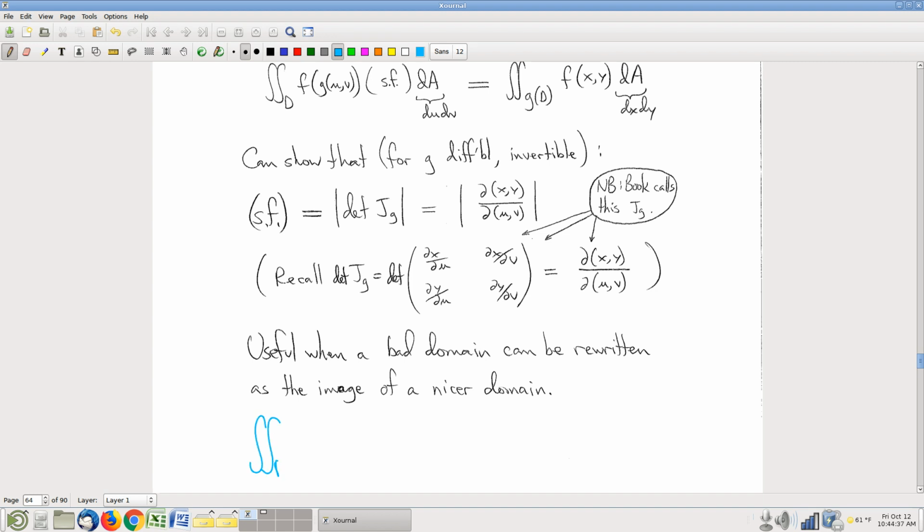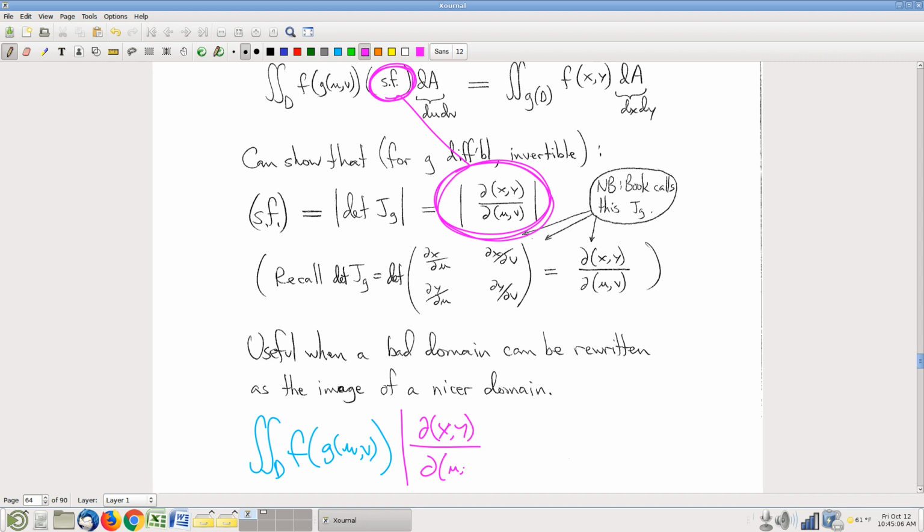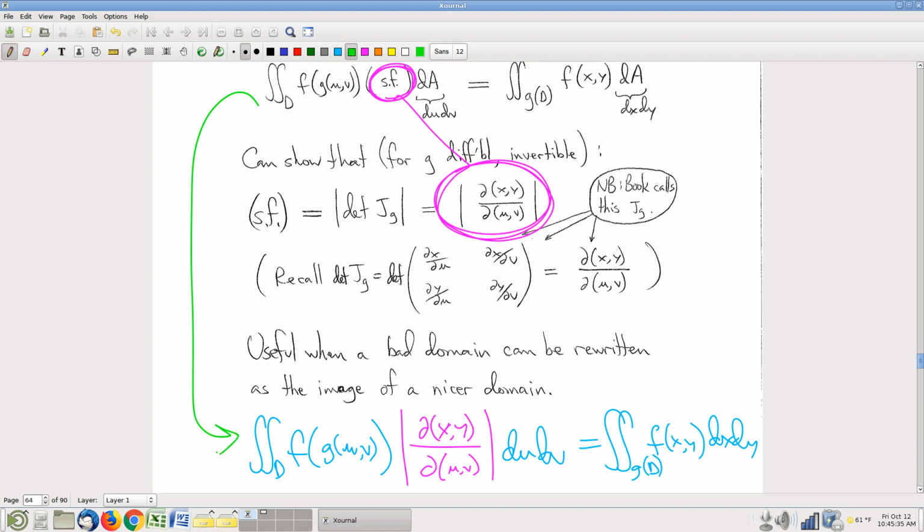So, the integral of f of g of uv. Now I'm going to plug in, per your request, the stretching factor, which is the absolute value of this notation that you're asking about. Let me write that down. Absolute value, partial xy over partial uv. There's my stretching factor. Then dA, let me write that as du dv, equals the integral over g of f of xy dx dy. So that's what this formula just turns into by way of plugging in that thing you're asking about, right?